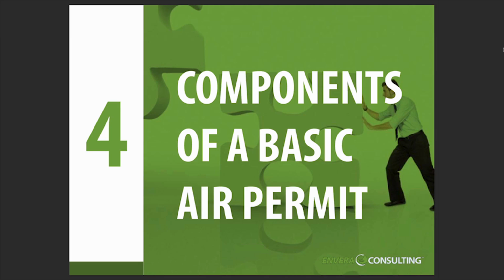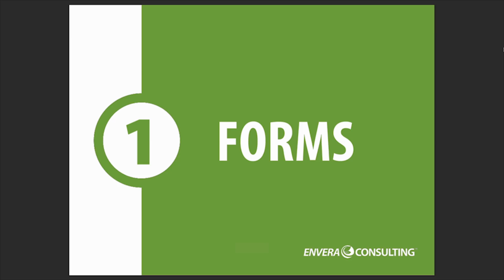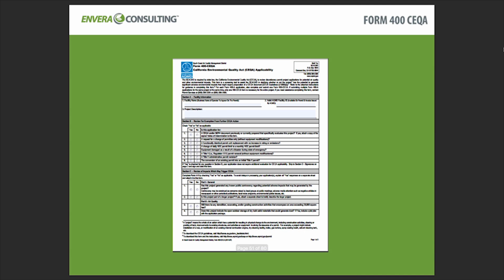And so lastly, let's look at the 4th section of the seminar where we're talking about the basic components of an air permit. Now, an air permit contains 3 components. Number 1, there's forms. And typically there are 4 types of forms that are required. This is a 400A, which is the basic permitting form that will need to be submitted with all of your permit applications. This is a Form 400 CEQA that is also necessary when submitting permit applications.